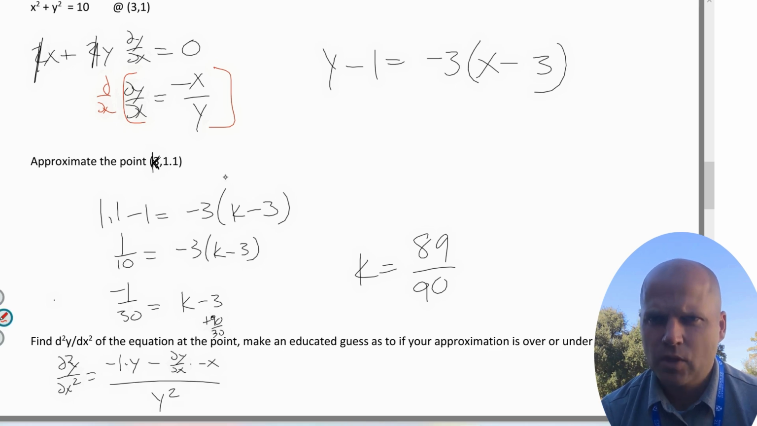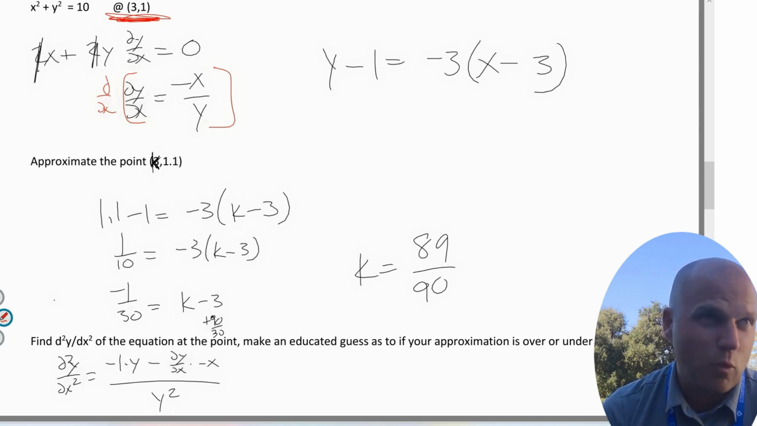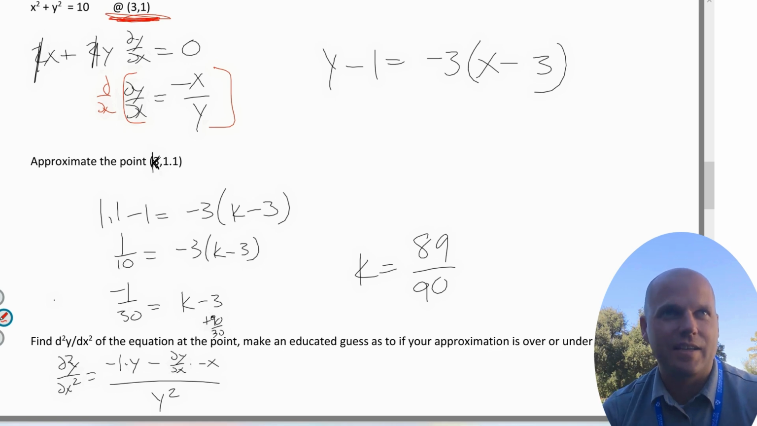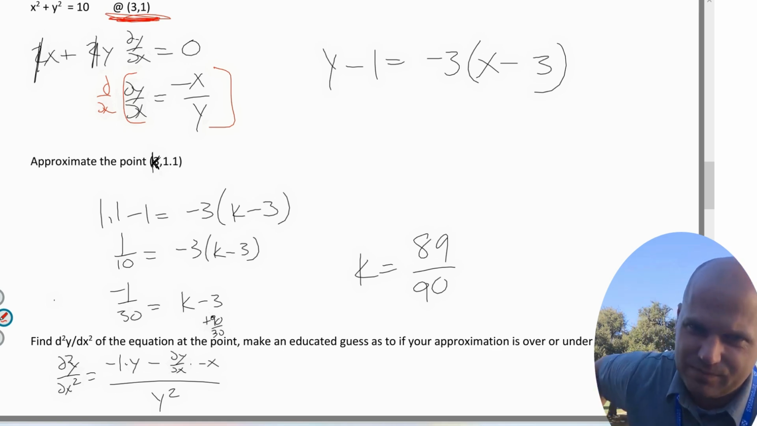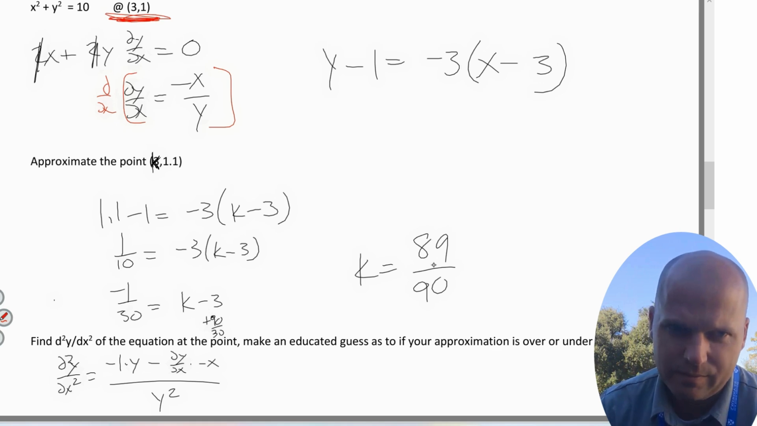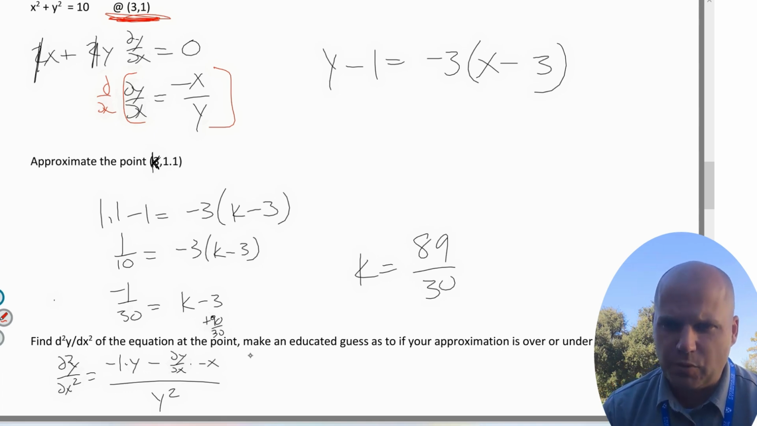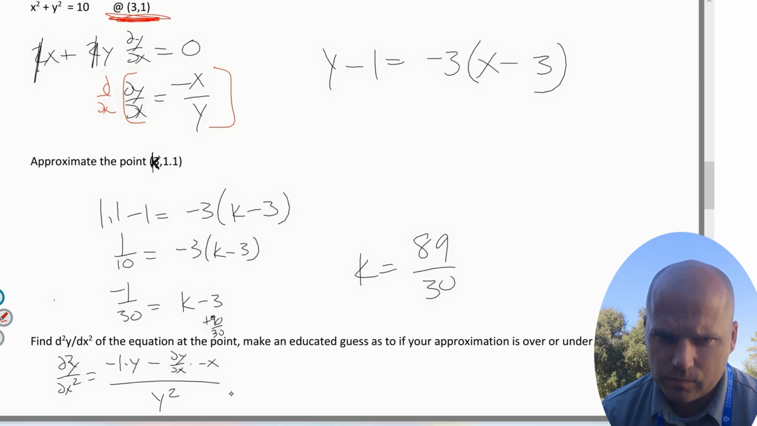Now here's the key. You're plugging in the point (3, 1). Not 89/90ths, you don't want to do that. My bad, it should be close to 3. Plug in the point (3, 1).